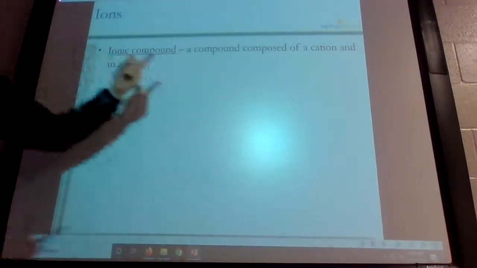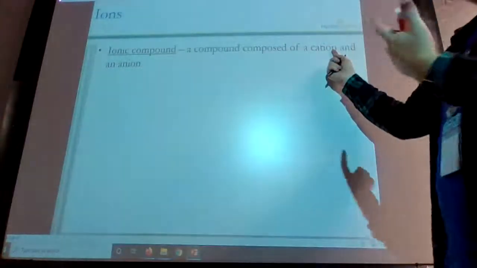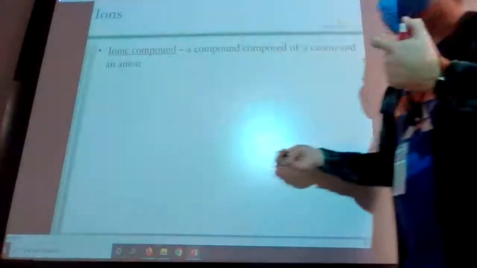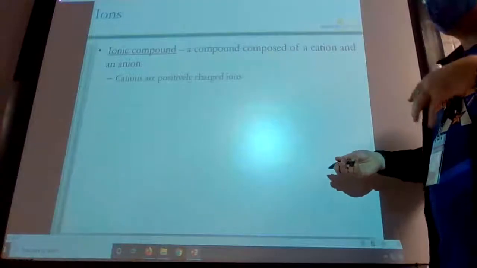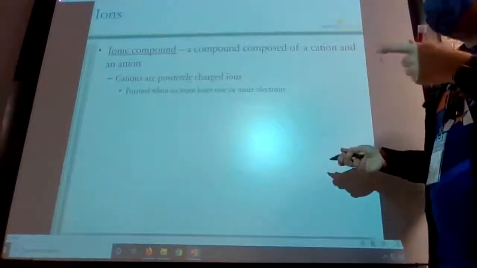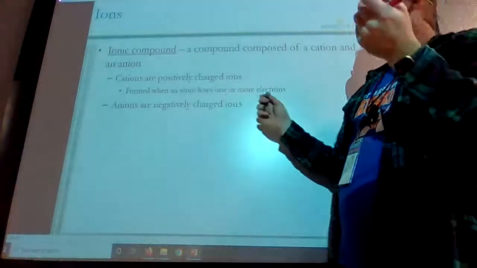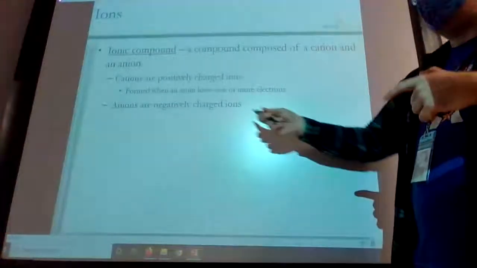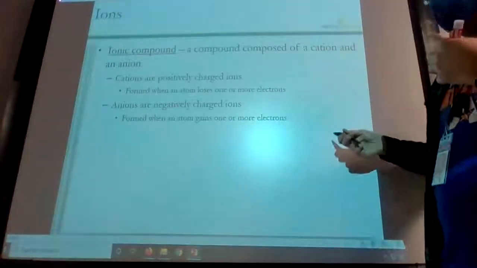So that's what an ionic compound is. Composed of a positively charged atom and a negatively charged atom, a cation and an anion. We know cations are positive. Forms when you lose 1 or more electrons. Anions are negative. Forms when you gain 1 or more electrons.